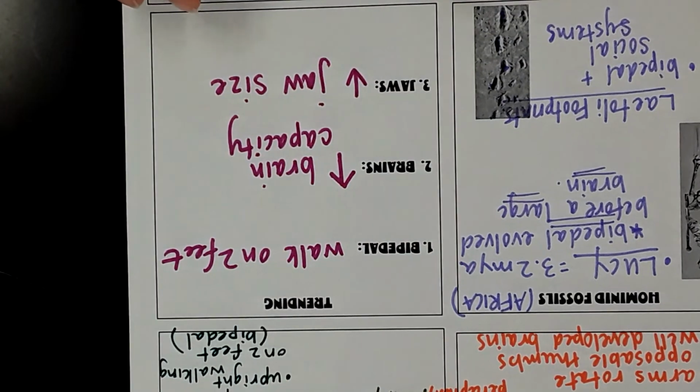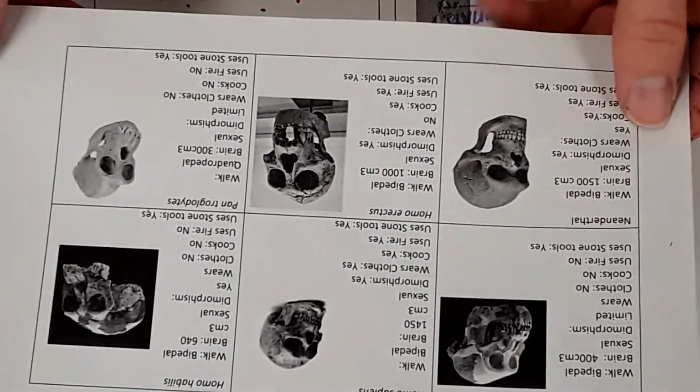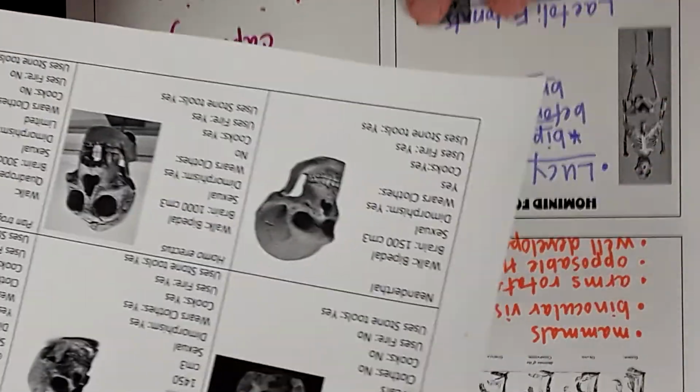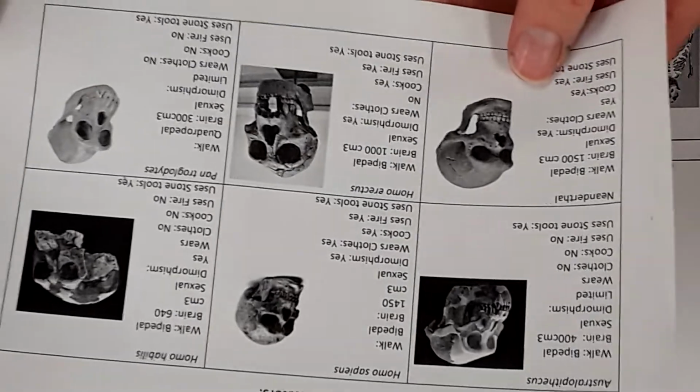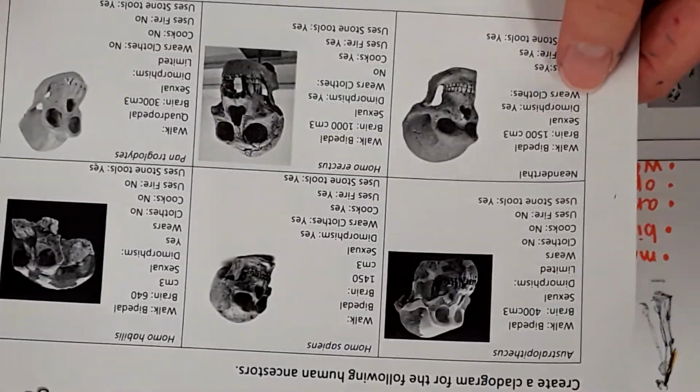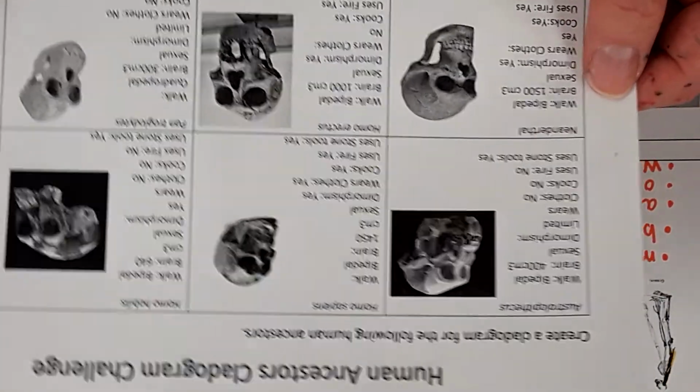Now what you guys want to do is answer the questions at the bottom, and then take your cladogram challenge and set these up in a cladogram. So set up the lines, cut these out and put them in order, watch the videos, look at the websites, and just kind of get lost in understanding our human history.